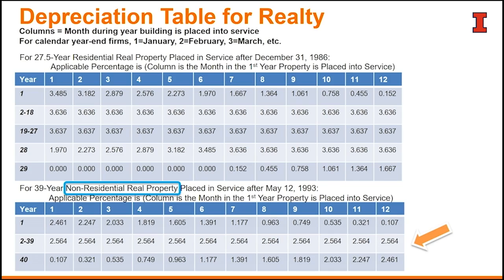Again, the tables are split into months because real property is depreciated using the mid-month convention. So the assumption is that regardless of when during the month you place the asset into service, or when during the month you dispose of the asset, you are allowed half a month's worth of depreciation. So in our example, if you place Realty into service on August 4th, it's assumed that you placed the Realty into service on August 15th. Same goes for if you place the asset into service on August 10th, or August 20th, or August 30th. It's assumed that you placed the asset into service on August 15th. That is, in the middle of the month.